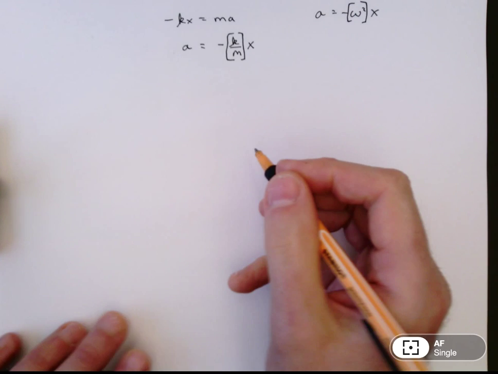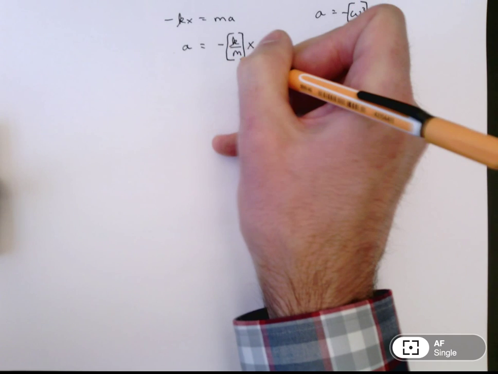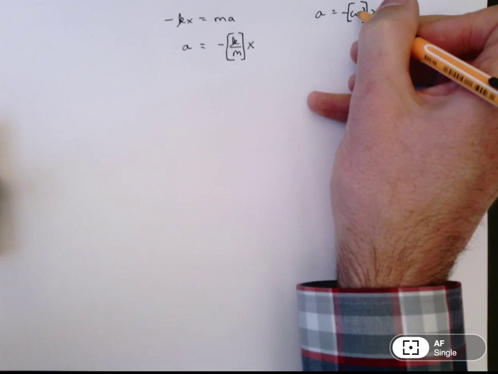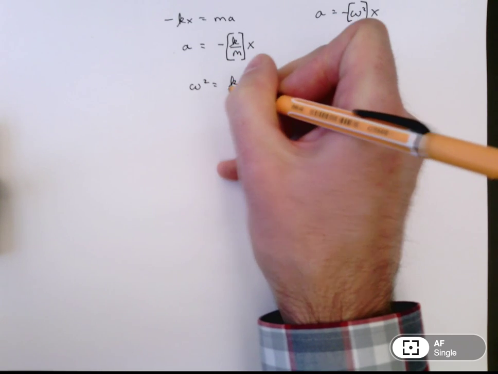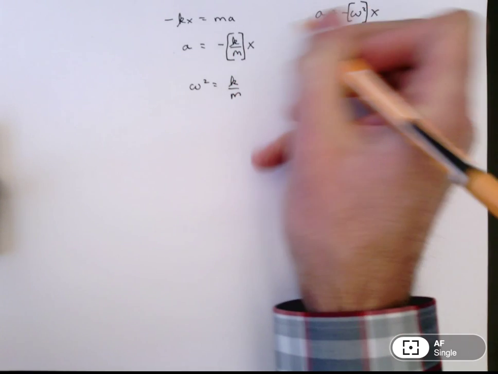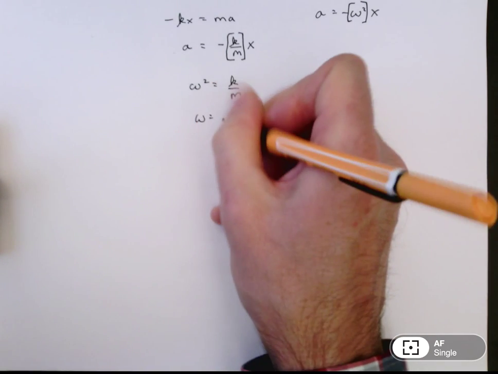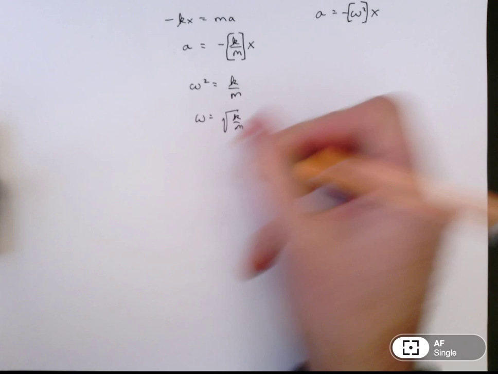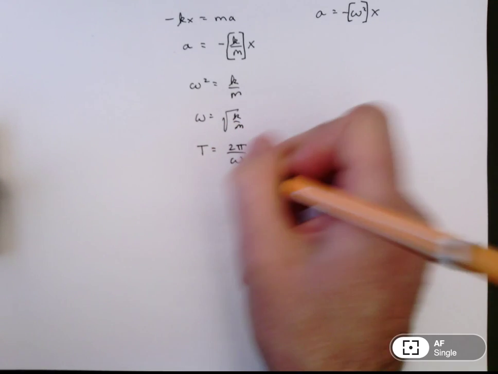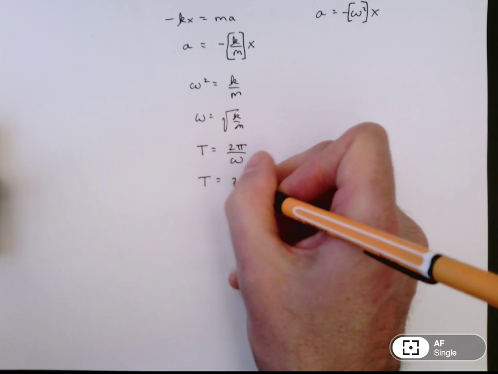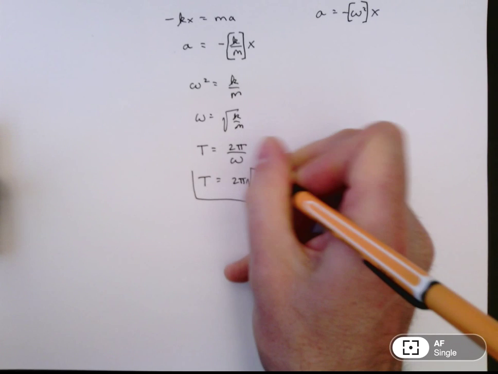So that means, and this is always how you end up doing this, whatever the coefficient of x is, that's what omega squared is equal to. So literally, omega squared is equal to k over m. When you compare those two equations, that's the conclusion that you can draw. So omega equals the square root of k over m. And remembering our relationship between period and omega, we end up with period equals 2 pi times the square root of m over k. And that's the answer to the question.